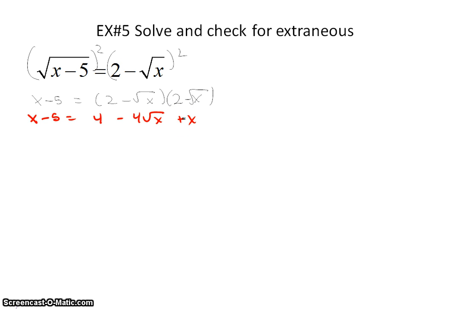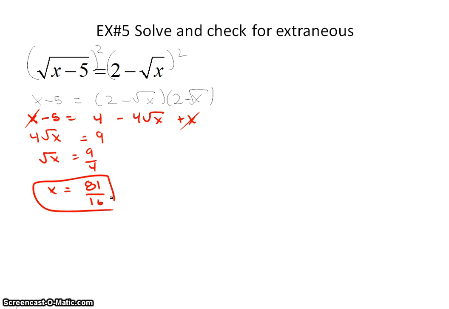And then I'm just going to group everything to one side, so my x's cancel, and I'm going to add 5 to the other side to get 9. I'm going to add 4 root x to the other side, divide both sides by 4, I get root x is 9 over 4, and then I'm going to square both sides, and I get x is 81 over 16. Then we need to go ahead and check.